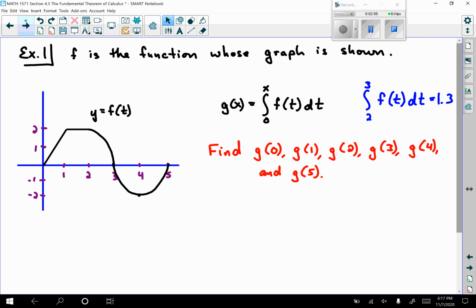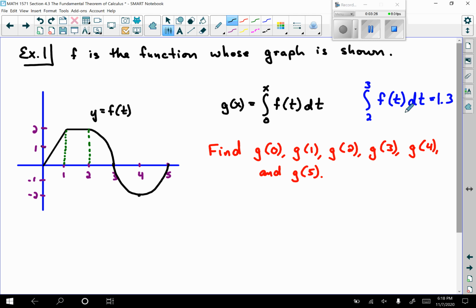So f is the function whose graph is below. This is just y equals f of t. Now, as you're copying this down, let's sort of break this up here. So I'm going to stop this in sections. Now we're given here, again, g of x is equal to the integral from 0 to x of f of t dt. And I'm also giving you this statement right here.